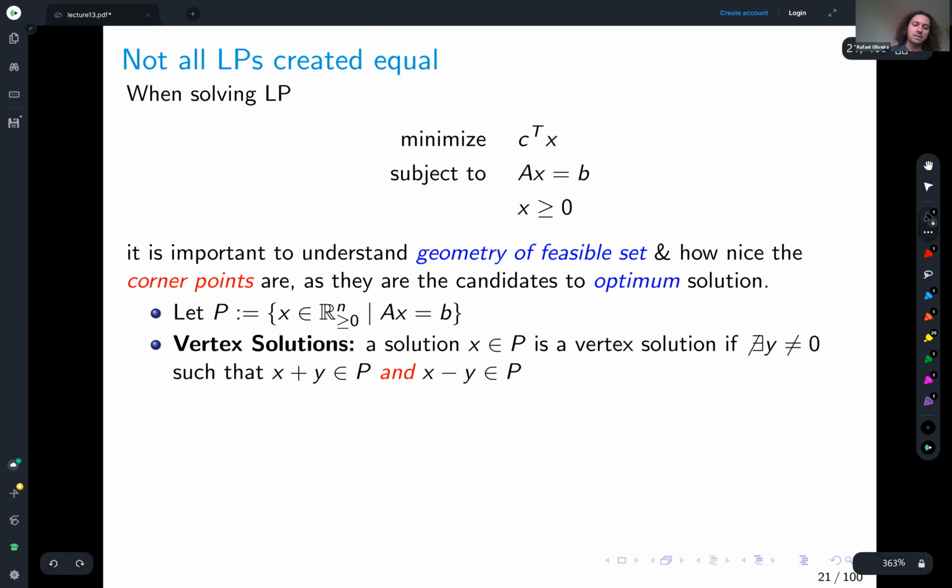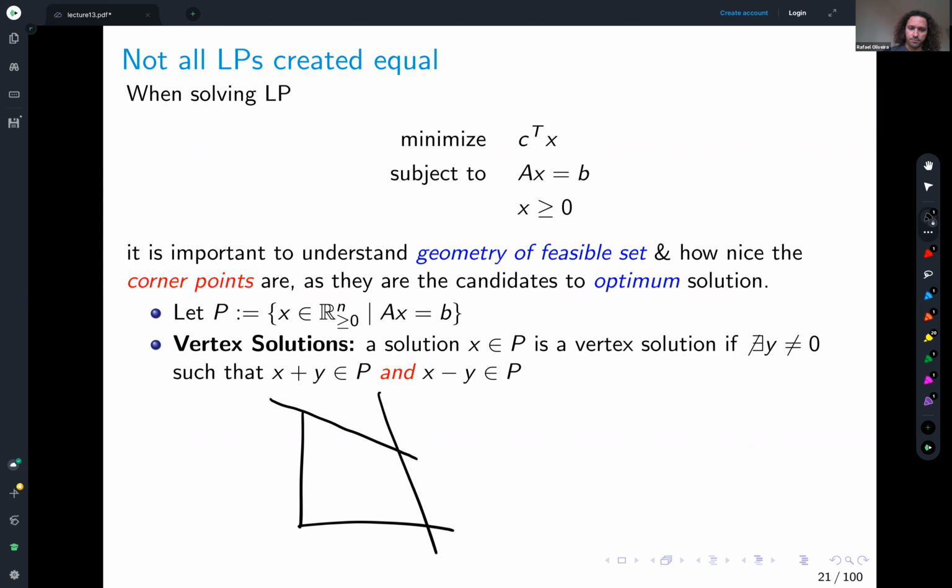So what do I mean by that? Let's look at our polytope here. We have these inequalities, and the green region is our polytope. So a vertex solution, let me just use this one here, is a solution such that there is no y different from 0 such that both x plus y and x minus y are in the polytope, meaning the green region here. So we have the green region.